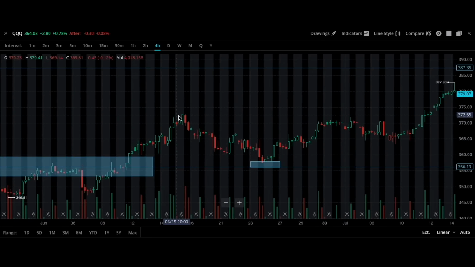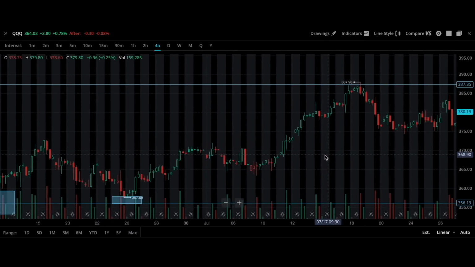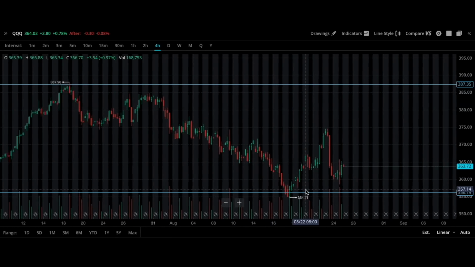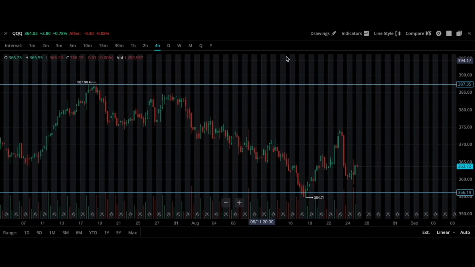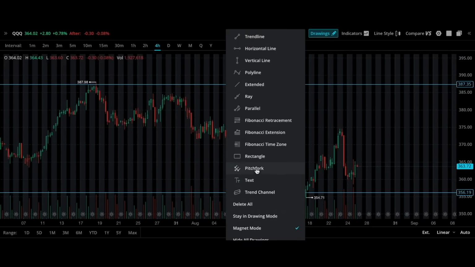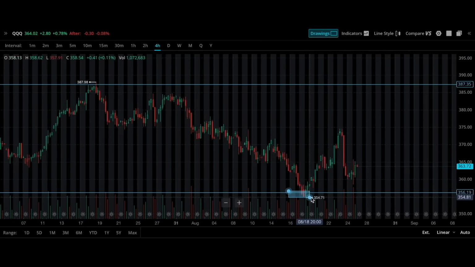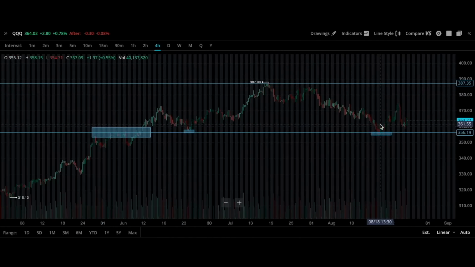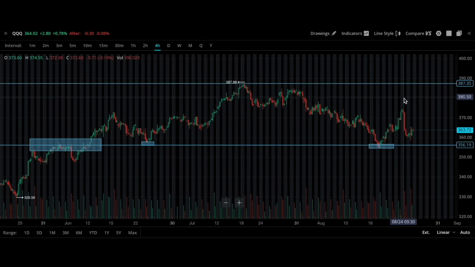The next time QQQ went up to 372, comes back down to 357, 358, it bounces. And then what do you think is going to happen the next time it gets there? Let's keep going. Look at that. Another bounce at 354. So just by using these levels, you can see that there is clear support, resistance, retest the level, bounced, retest the same level, 355, bounced.